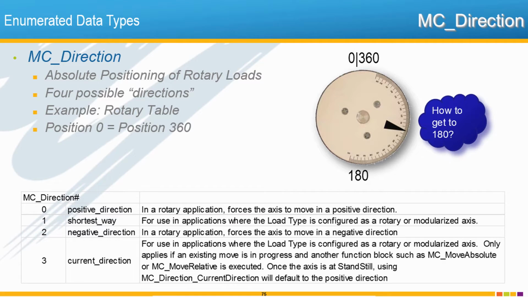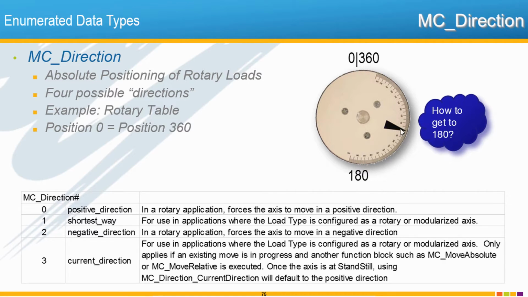Let's look now more closely at MC direction. And this may be a familiar concept to you if you've worked with rotary loads before. But while a motor obviously has only 2 directions it can turn, when you're doing absolute positioning of rotary loads, there's in a sense 4 possible directions. And they're listed here. There's of course positive and negative, but of importance is the shortest way, because you can go either direction to arrive at an absolute position, because the position modulates at a certain point in the rotation.